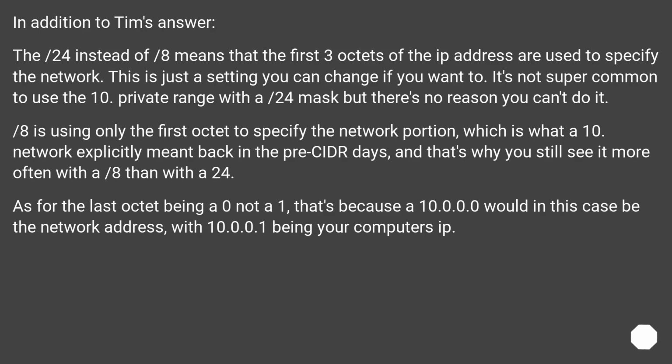In addition to Tim's answer, the /24 instead of /8 means that the first 3 octets of the IP address are used to specify the network. This is just a setting you can change if you want to. It's not super common to use the 10 private range with a /24 mask, but there's no reason you can't do it. /8 is using only the first octet to specify the network portion, which is what a 10 network explicitly meant back in the pre-CIDR days, and that's why you still see it more often with a /8 than with a /24.